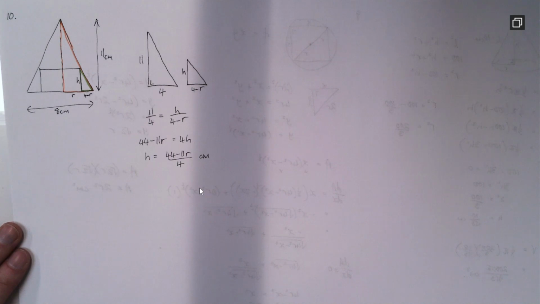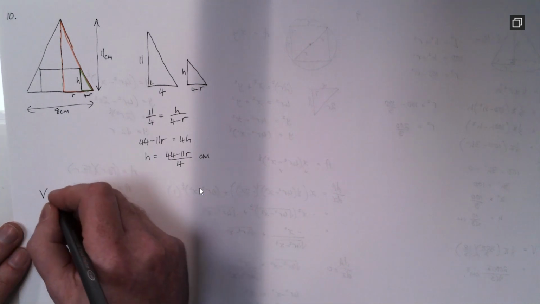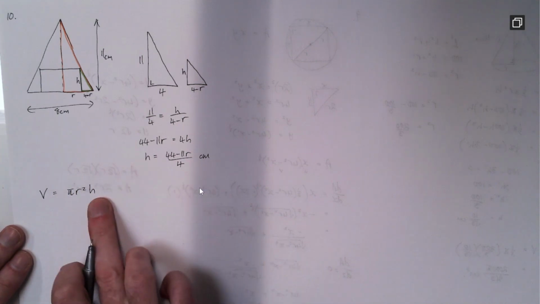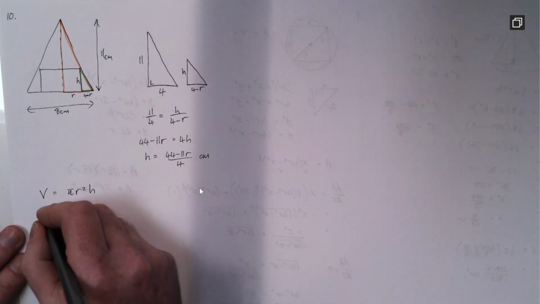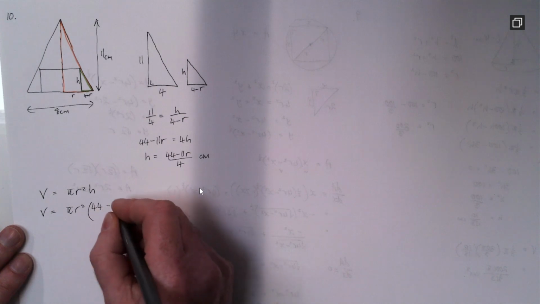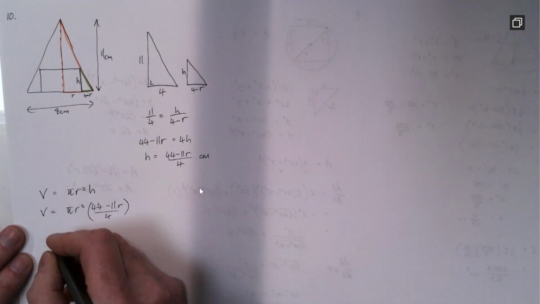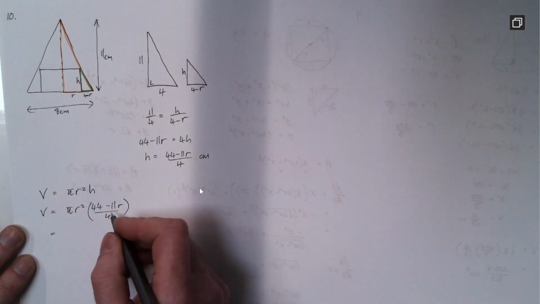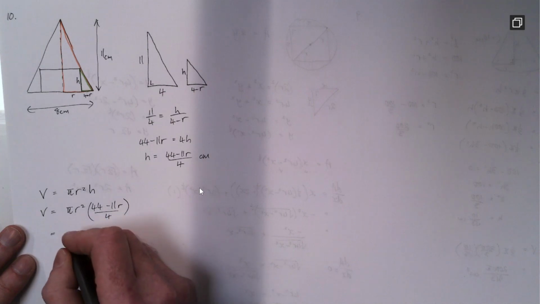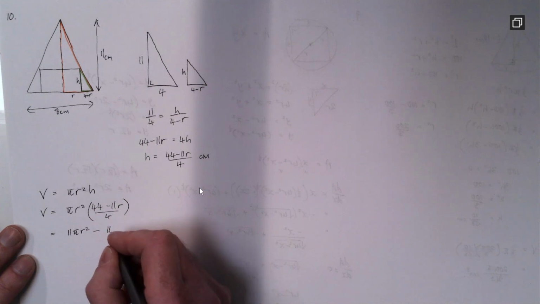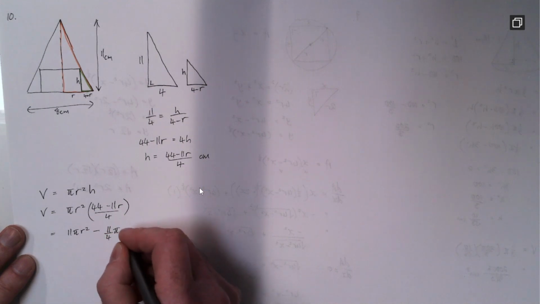Find the maximum volume of the cylinder. So our formula for a cylinder: V equals pi R squared H. Now we have H in terms of R, so substitute that in for H. So V equals pi R squared times (4 minus R) over 4, which gives the volume in terms of R.